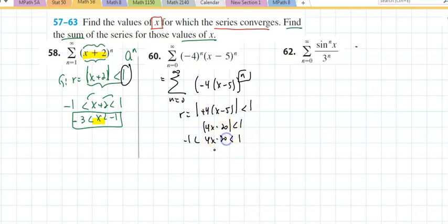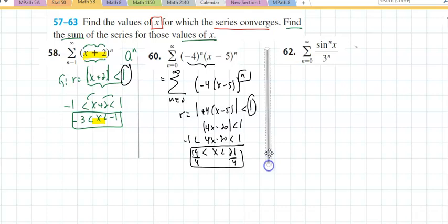And I can solve that. Add 20 to both sides, that's 21 divided by 4. And let's flip, right? And if you add, that's 19 divided by 4. As long as x is between those values, you're guaranteed that this r is less than 1, and therefore this will converge.